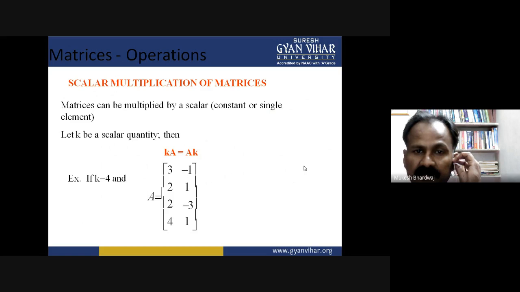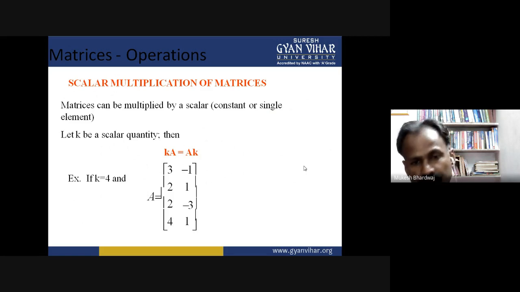Now, scalar multiplication of matrices. This is scalar multiplication, not the multiplication of two matrices. Matrices can be multiplied by a scalar constant or a single element. Let K be a scalar quantity. Then KA is equal to AK.